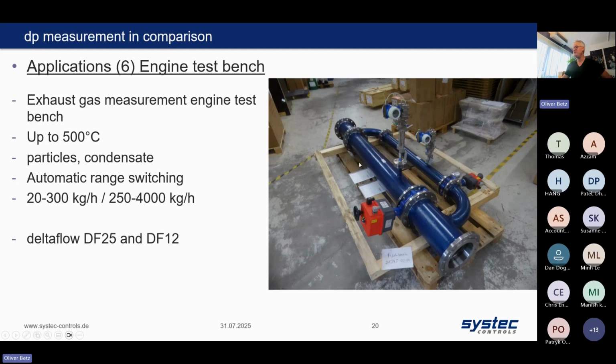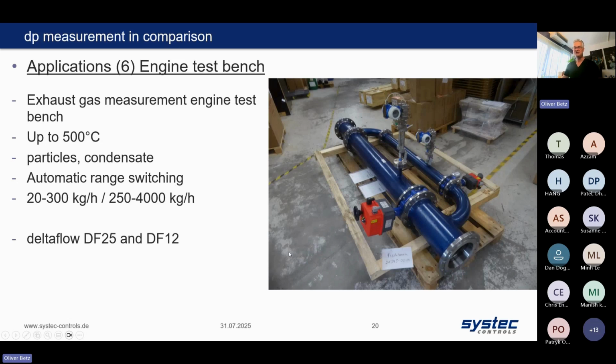Engine test benches in the automotive industries, we're doing this more and more and replacing thermal mass flow meters. This is for exhaust gas at an engine test bed. Engine test beds have a very high flow range. Sometimes they have small engines at idle. Sometimes they have big engines at full force, which means they have a flow range here between 20 kilos and 4,000 kilos. So we made a spool piece with 2 probes here, a big one for the big flow, a small one for the small flow range, and 2 valves to automatically switch on and off the small and big flow range. Small flow range 20 to 300 kilo, big flow range 250 to 4,000 kilo.